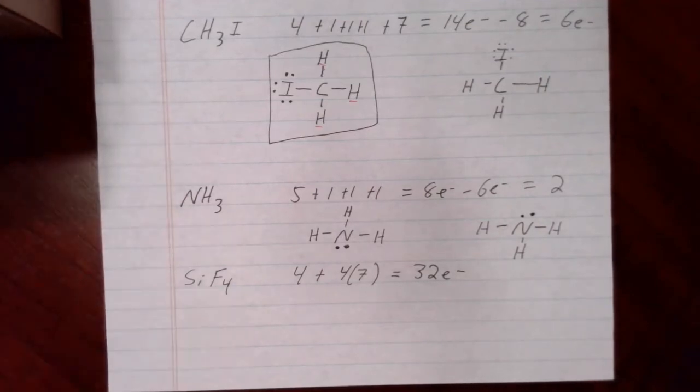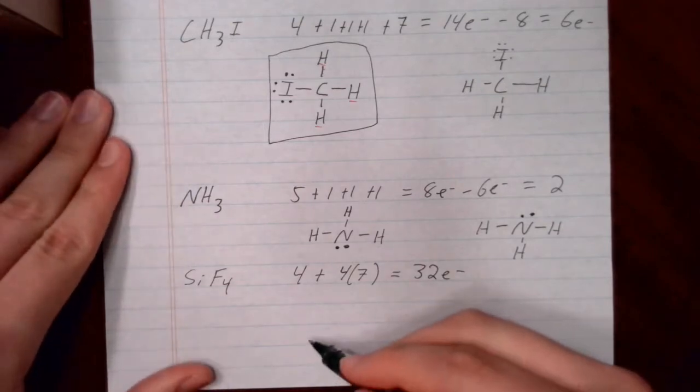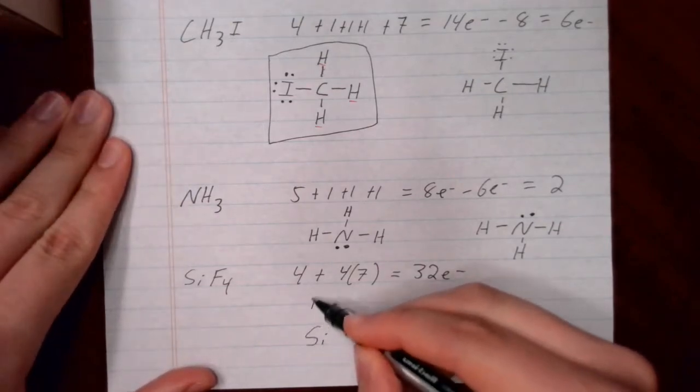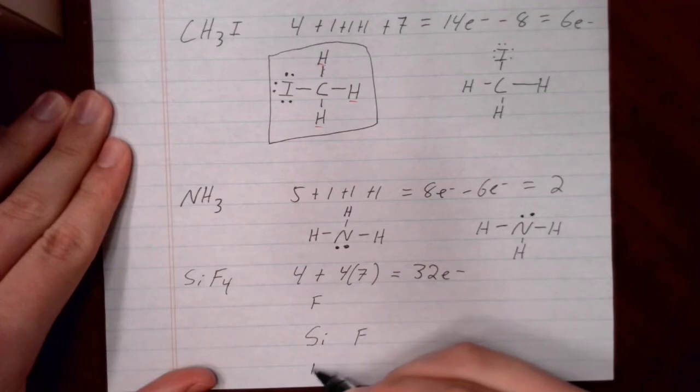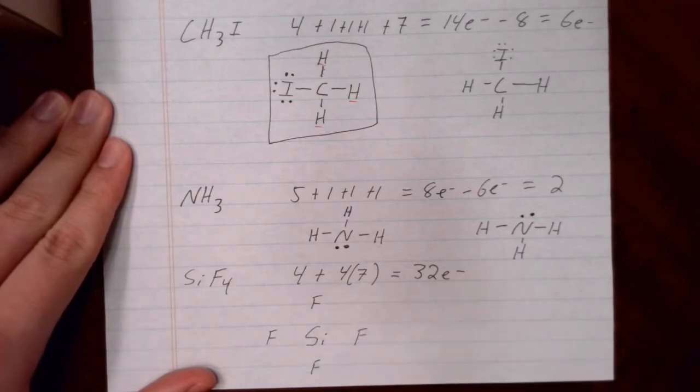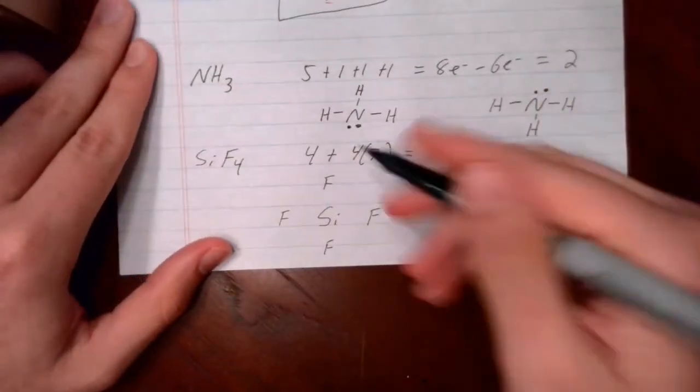So then for the central atom, I choose the least electronegative element. If I compare silicon and fluorine, I see that silicon is the least electronegative. So silicon goes in the middle. The fluorines go around it. Okay. So then I go ahead and I connect them.